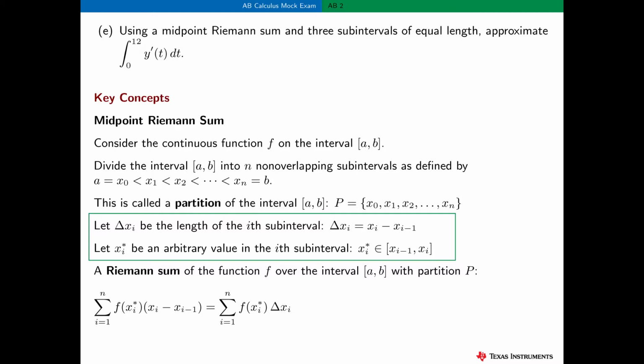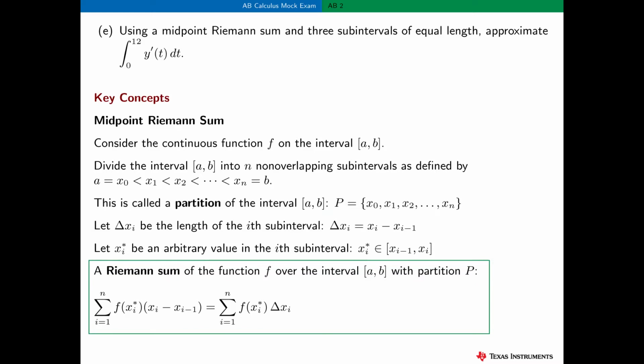Let delta x sub i be the length of the ith subinterval, so delta x sub i is equal to this difference. And let x sub i star be an arbitrary value in the ith subinterval. A Riemann sum of the function f over the interval a to b with partition P is given by this summation. Now, this is a very general definition of a Riemann sum, which allows for any x sub i star in the ith subinterval, and it allows for unequal subinterval lengths.